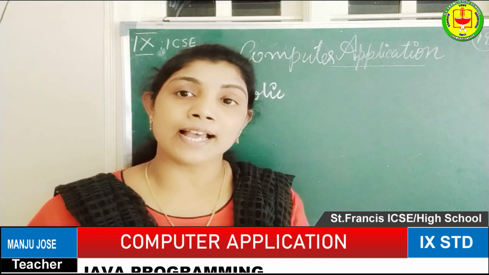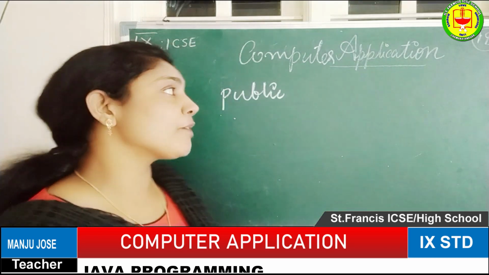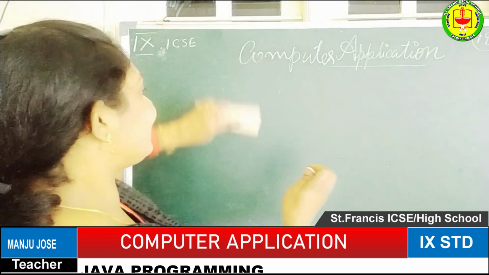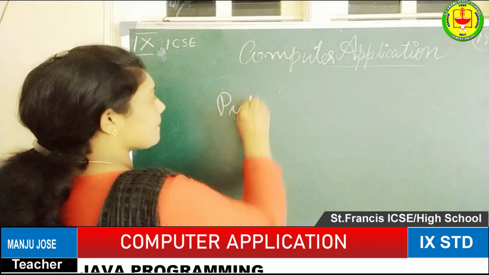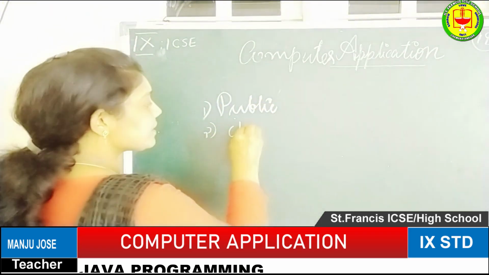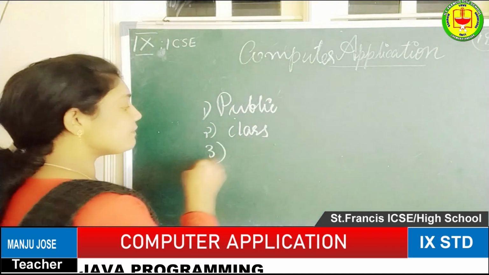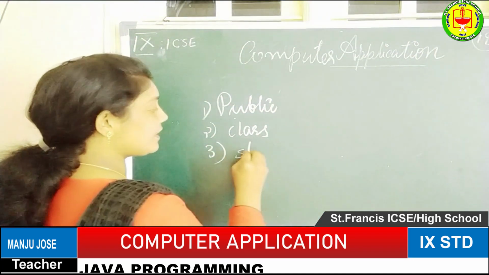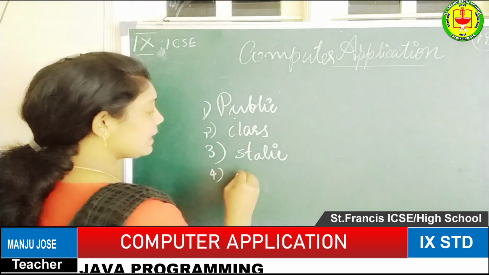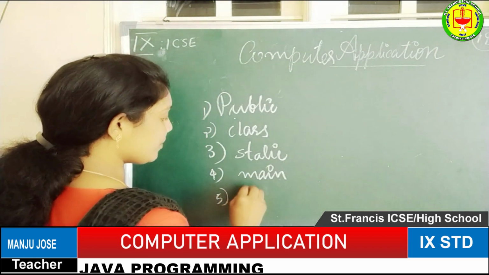With the help of the class keyword. Many keywords are used while writing a Java program. One of the major programming keywords is public. The next we use is class. Next we use the class concept. The third one is the static keyword. The fourth is the main function. The fifth one is string.